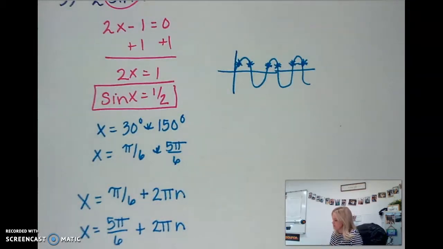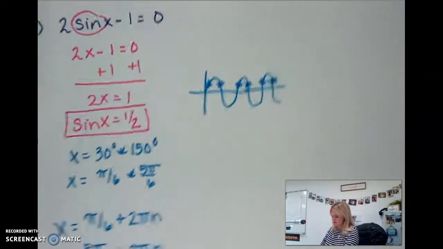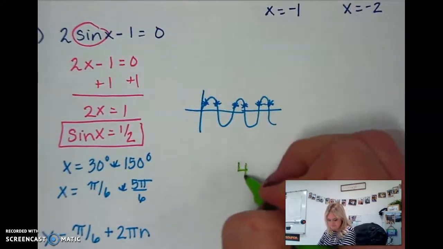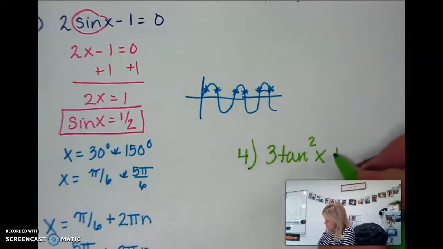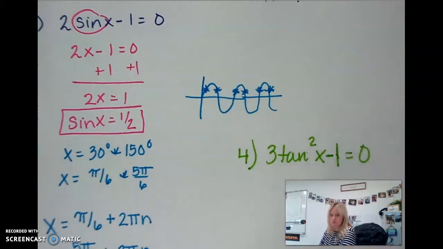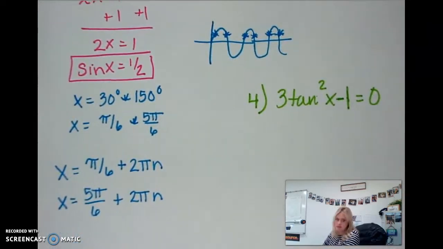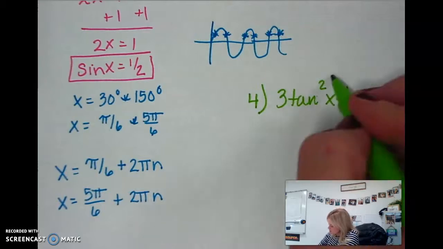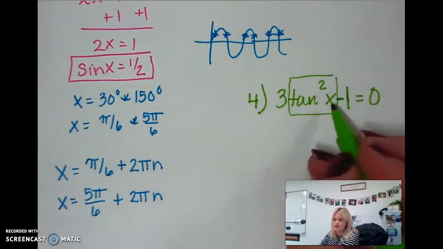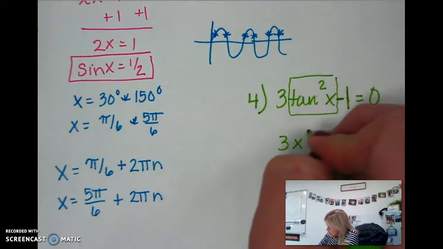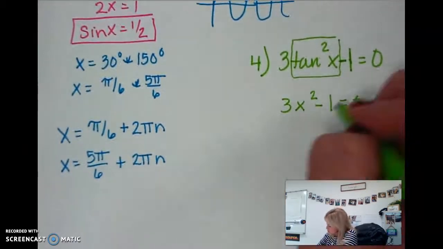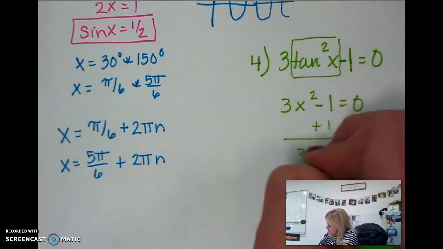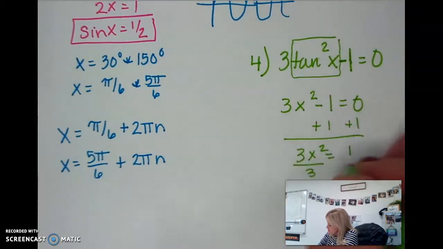Okay? All right, let's try another one of these. 3 tangent squared of x minus 1 equals 0. So again, if you want to drop the tangent, you can, but you have to understand that the squared belongs with the x on this. So this is the same as me saying 3x squared minus 1 equals 0. Okay? So how would we solve this equation? We would add 1 to both sides. We would divide both sides by 3, and x squared equals 1/3.